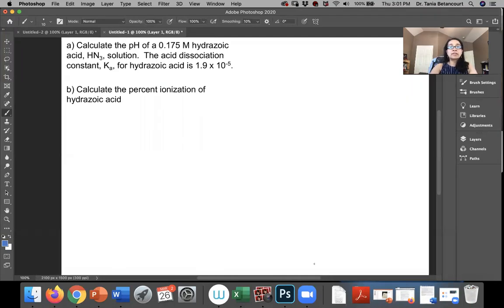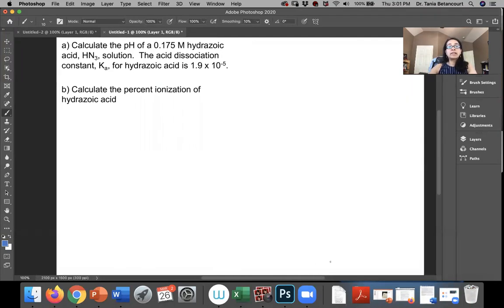All right, so let's start with part A. It says calculate the pH. Remember that this is a weak acid, so we cannot just take the negative log of this concentration because this is the concentration of the starting acid. Once it dissociates, only a part of that will become H+, and we need to find out what that part is. So we're going to set up an ICE chart again.